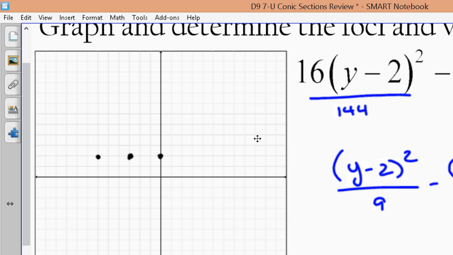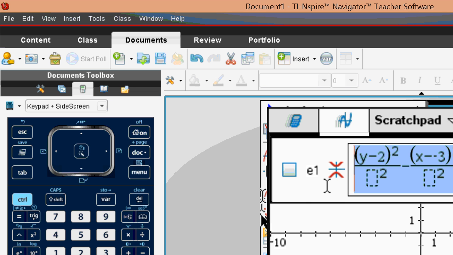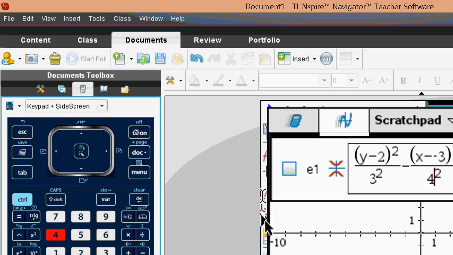The other way people mess up is they miss that there's a square here, but not here. So you need to do one of two things. You need to recognize that 9 is the same thing as 3 squared, and 16 is 4 squared, and type in 3 here and 4 in the other, and graph it.